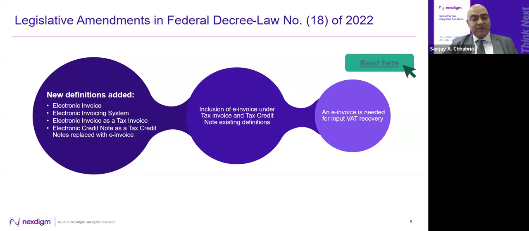So what are the key functions that it requires? The e-invoice needs to be created with the correct structure. The e-invoice needs to be transferred from the seller system to the buyer system. There is also inclusion of e-invoice under the existing definitions of tax invoice and tax credit note, and an e-invoice is needed even for your input VAT recovery. All these have been amended in the law. And maybe going to the next slide.